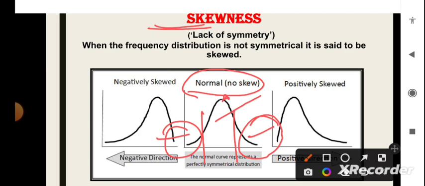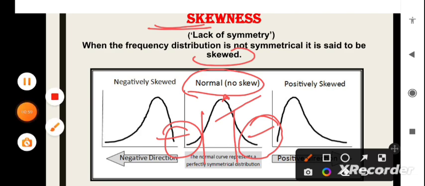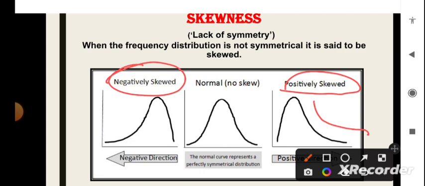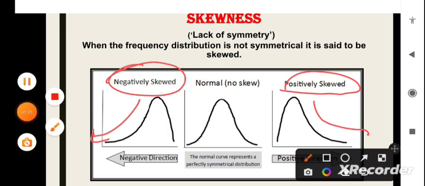But when any frequency distribution is not symmetrical, it is said to be skewed, or in simple words, skewness can be defined as lack of symmetry. The curve can be positively skewed or negatively skewed. If the curve has the longer tail towards the right, it is said to be positively skewed, but if the curve has a longer tail towards the left, it is said to be negatively skewed.